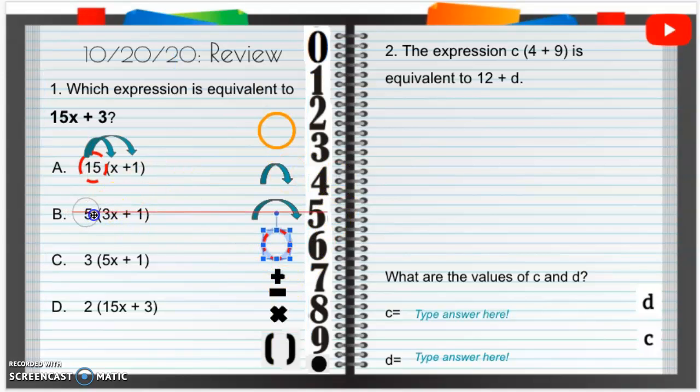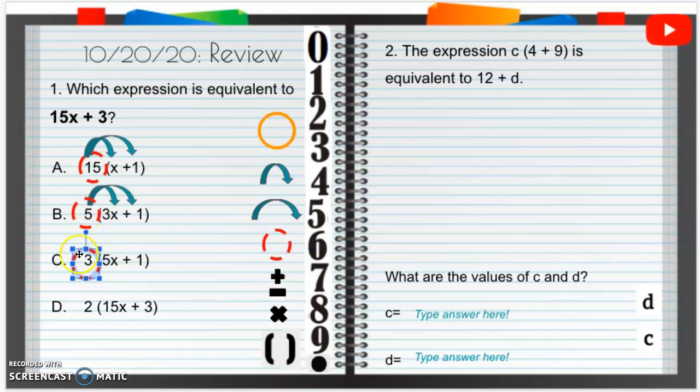5 times 3x plus 1. So 5 times 3x, 5 times 3 is 15. Keep that x, so 15x, yes. Plus, okay, what's 5 times 1? That's 5, plus 5. Oh, no. So close. I think we're almost there.